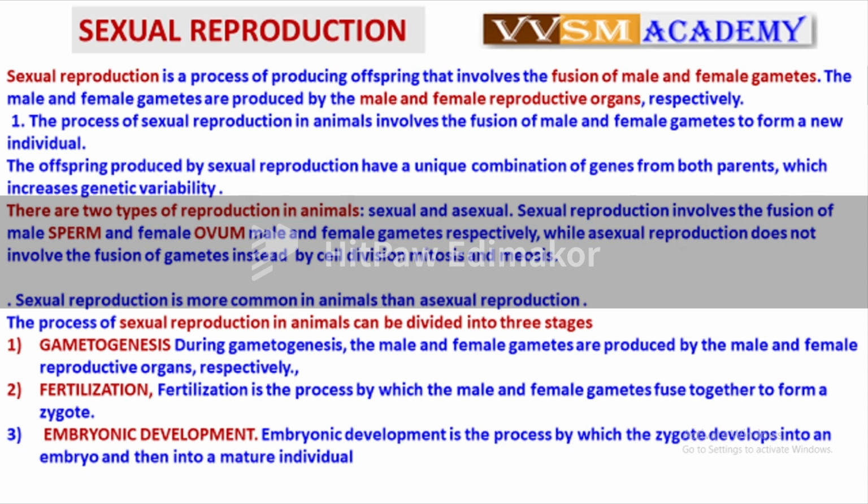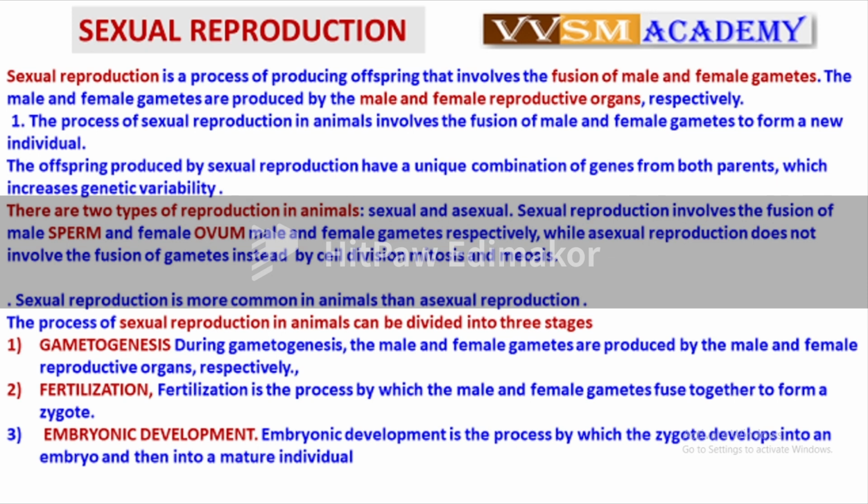which increases genetic variability. There are two types of reproduction in animals, sexual and asexual. Sexual reproduction involves the fusion of male sperm and female ovum, the male and female gametes respectively, while asexual reproduction does not involve the fusion of gametes. Instead, it occurs by cell division, mitosis and meiosis.